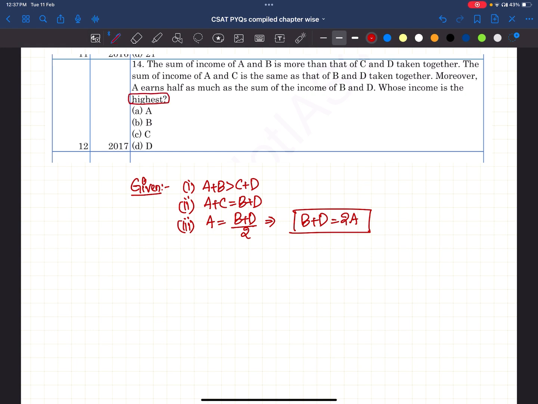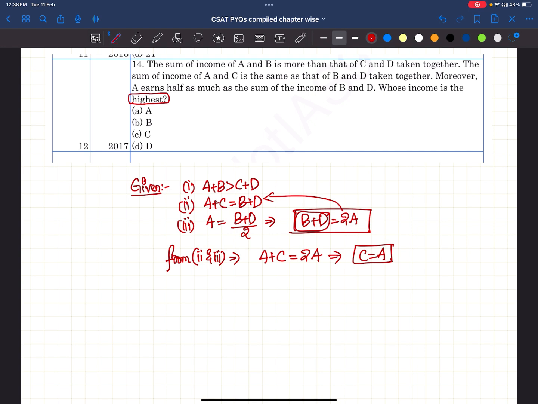Now let's solve the question. See, from equation 2 and 3, here substitute this B plus D value in this equation. What will happen? A plus C is equal to B plus D, right? Now B plus D is 2A. That means C is equal to A. So C and A are equal.